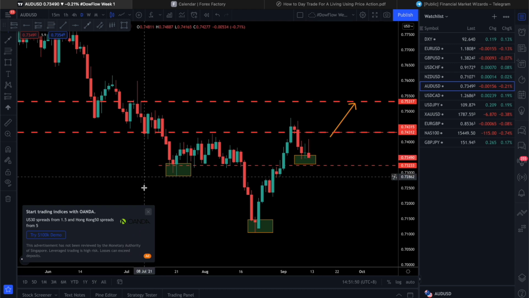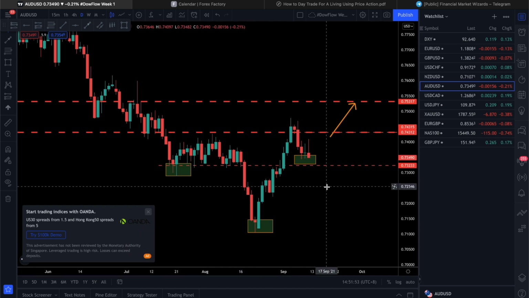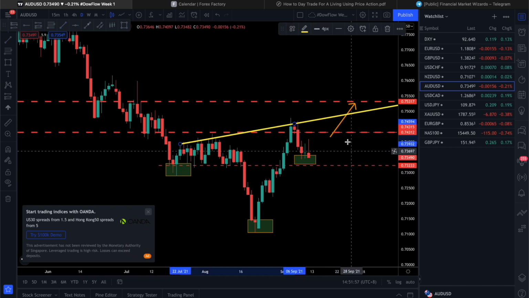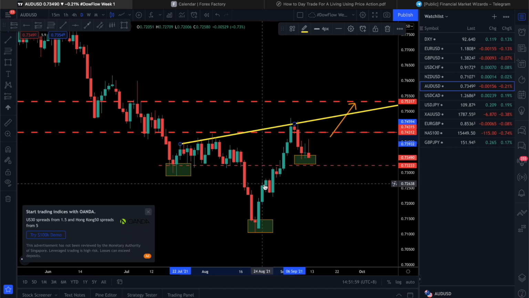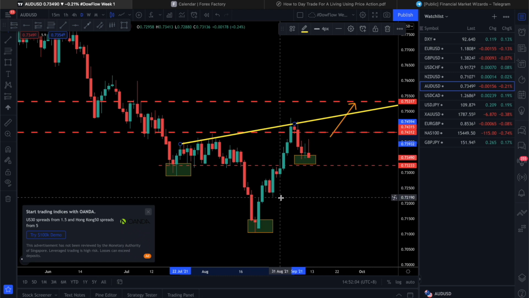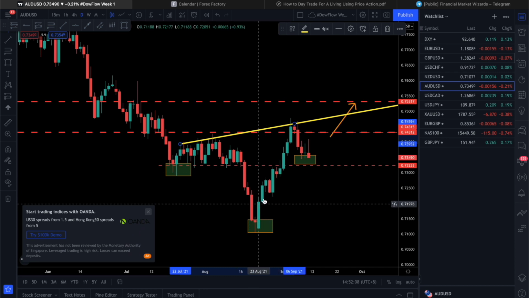Now, granted, this inverted head and shoulders is not yet confirmed because we haven't had the break of the neckline, but it's very important to note that this pattern is actually forming right now. So I would say that if I have to choose between bullish and bearish bias, I would say that's actually more bullish.